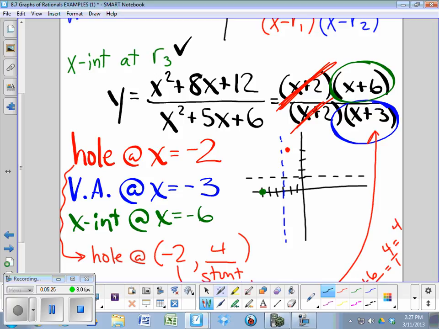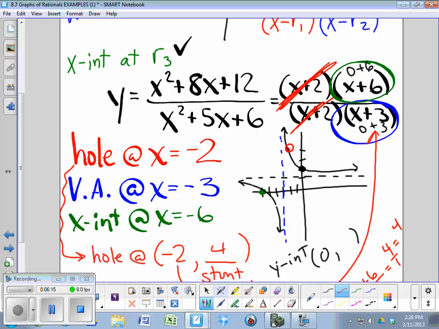If you can find it, find the y-intercept by plugging 0 in for x. Are we allowed to plug 0 in? What do you get when you do 0 plus 6 over 0 plus 3? 2. So that's where your y-intercept is. So this graph is going to look something like this. And there would be a hole at -2, 4. Sorry, it should be an open circle. -2, 4 is an open circle.